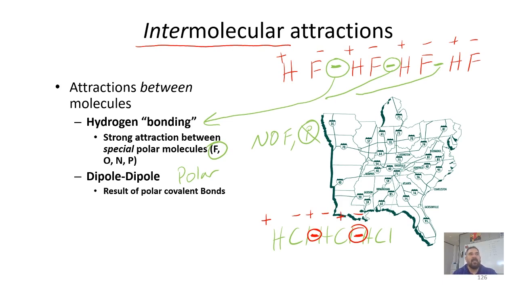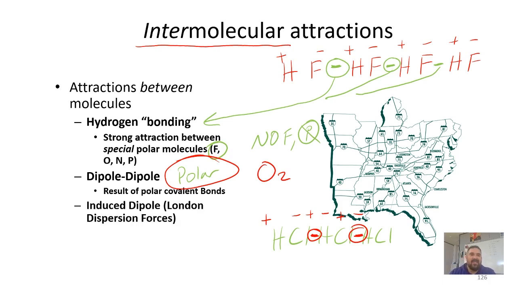So what type of molecules have dipole-dipole attractions? Polar molecules. So if I were to say O2, is O2 polar? No. Does O2 have dipole-dipole attraction? No. Does it have hydrogen bonding? No, it doesn't have a hydrogen. So the next type is the only type that O2 would have, and that's going to be induced dipole.